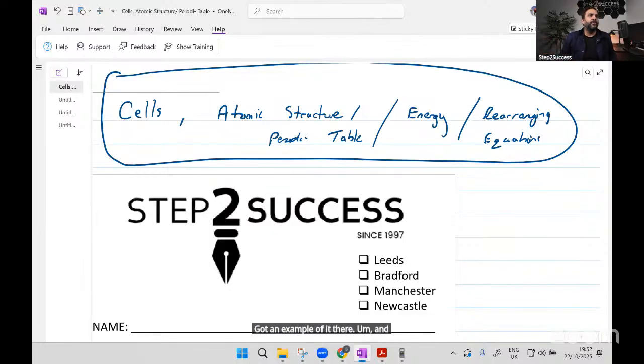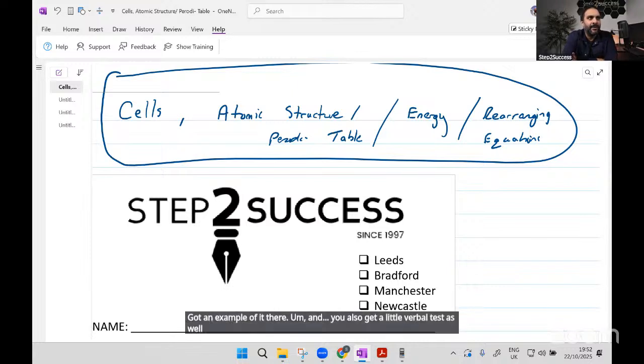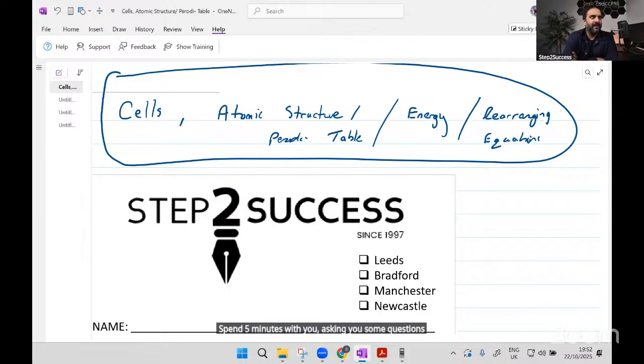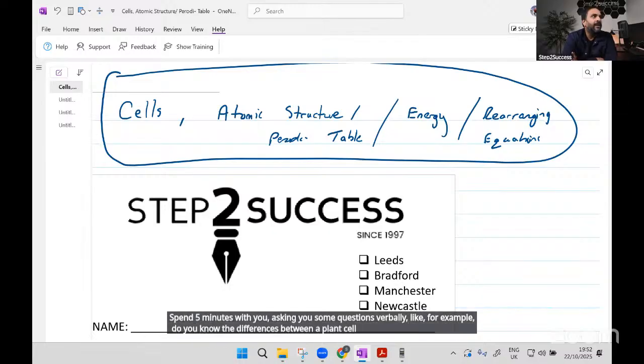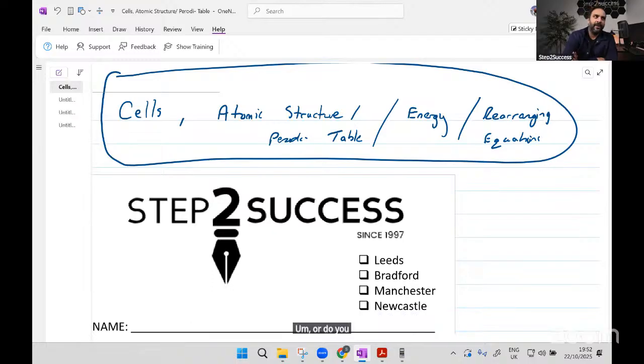And you also get a little verbal test as well, where your tutor will spend 5 minutes with you asking you some questions verbally, for example, do you know the differences between a plant cell and an animal cell? Or do you know the charge of a proton? Things like that. You'll be asked that verbally.